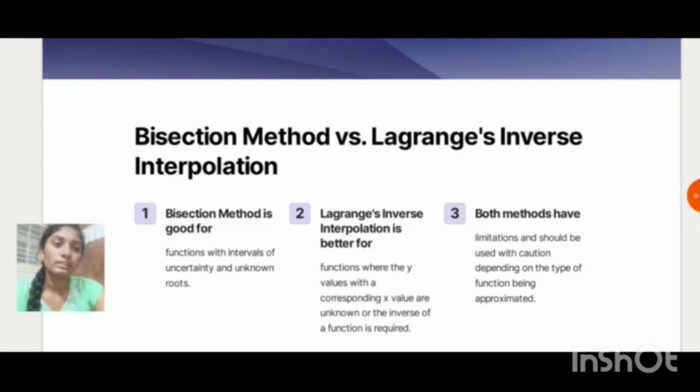Bisection method versus Lagrange's inverse interpolation method. The bisection method is good for functions with intervals of uncertainty and unknown roots. Lagrange's inverse interpolation is better for functions where the x value corresponding to a y value is unknown, or where the inverse of a function is required. Both methods have limitations and should be used with caution depending on the type of function being approximated.